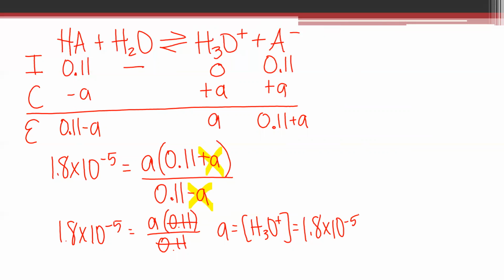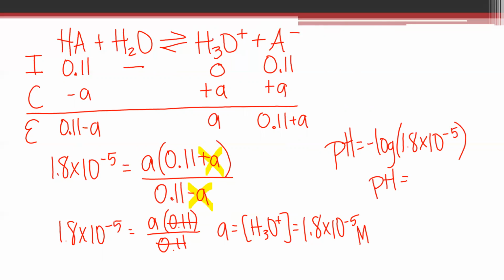1.8 times 10 to the negative 5 molar. Okay, so now, last but not least, we wanted pH here. This is the whole point of this problem, to find pH. So all we have to do is take the negative log of that number, and that will give us pH. And I got 4.74 for that.